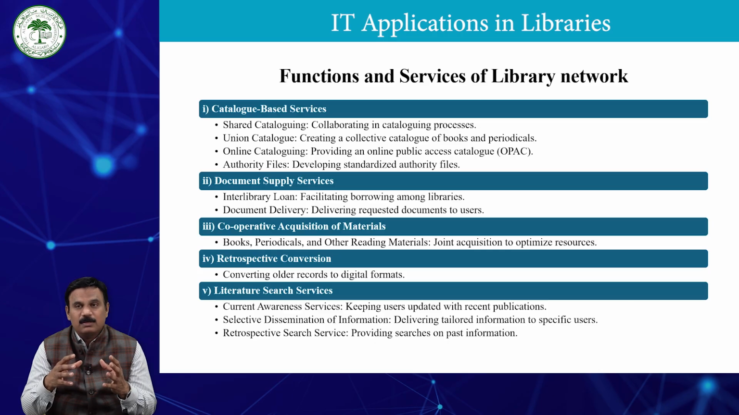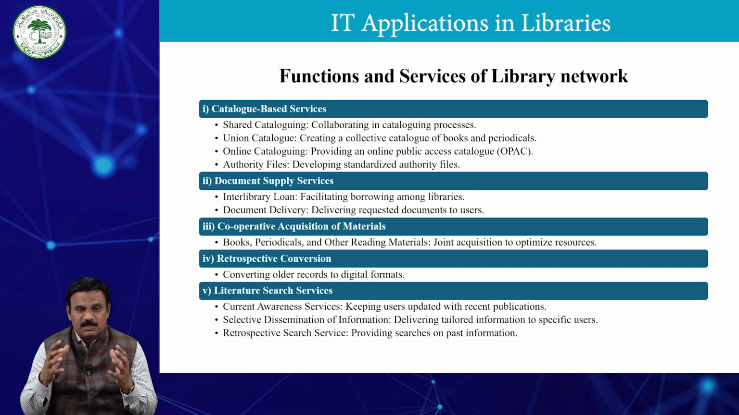The third function is cooperative acquisition of materials. Books, periodicals, and other reading materials will be acquired jointly to optimize the resources. Next is retrospective conversion. It is one of the important functions of a library while they are automating their databases. So converting older records to digital format, the libraries can have cooperation amongst themselves.